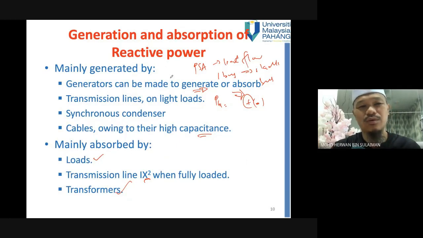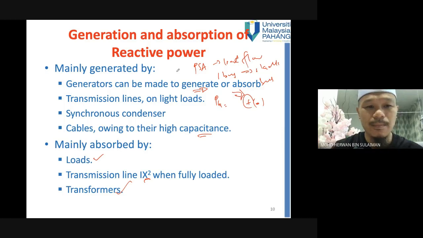Okay, and we go for generation and absorption of reactive power. Normally it's generated by generators. Okay, because generator can be made to generate or absorb, as I said previously. Akan ada satu bus sebagai slack bus, so dia boleh absorb. Kalau dalam sistem the reactive power is very high, so dia akan absorb.